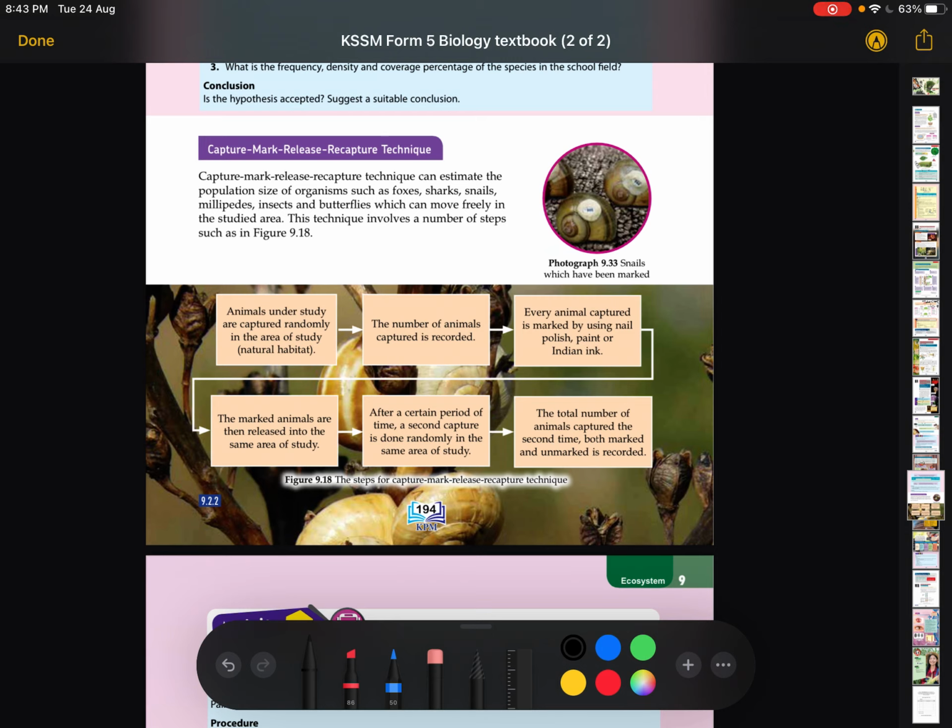So number one is you want to find a place to investigate, and then number two is you want to capture a certain amount of animals, and then you want to record them, and after that you mark them. But you want to mark them with something that does not harm them and does not make them get caught easier. Like for example, nail polish, paint, or normally Indian ink.